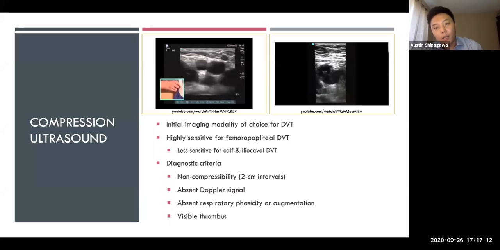You can also sometimes see an actual visible thrombus on ultrasound, which can be hypoechogenic or hyperechogenic. And here are some videos of, let's see if we can get these working.